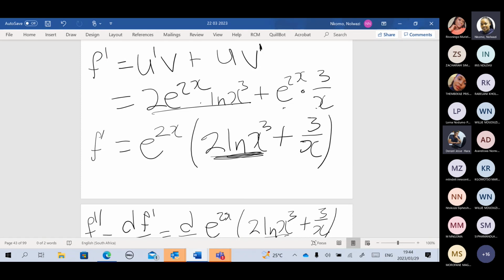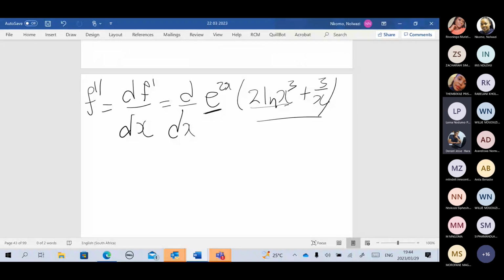Oh, okay. We had 2 e to the power 2x times ln x cubed. And I took out this. If I took out this from here, I'll be left with 2 ln x cubed. Right? That's how we find 2 ln x cubed. Is that fine? I'm not sure, but I'll watch again and I'll catch up, I think. Okay, you say so.